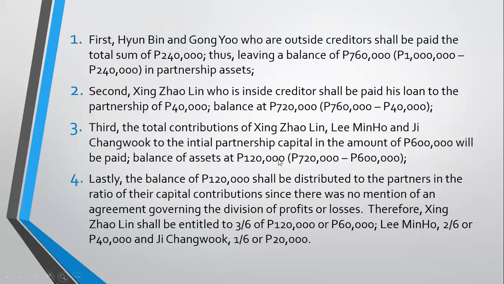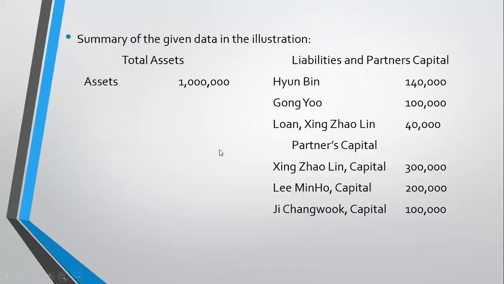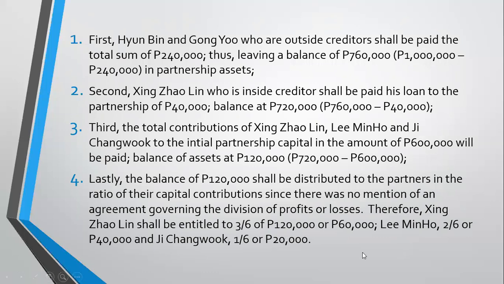Now, going back to the summary of the illustration, as you can see, Sing Shaolin, 300 as initial capital, Li Minho capital is 200, and Ji Changwo's capital is 100,000. So, if we total that, we have a total of 600,000. Take note from number 2, when we settle the inside creditor, we have remaining 720,000. So, sa pangatlo, babayaran natin ang initial capital for a total of 600,000. 720 less the 600,000, we still have a balance of our asset amounting to 120,000.